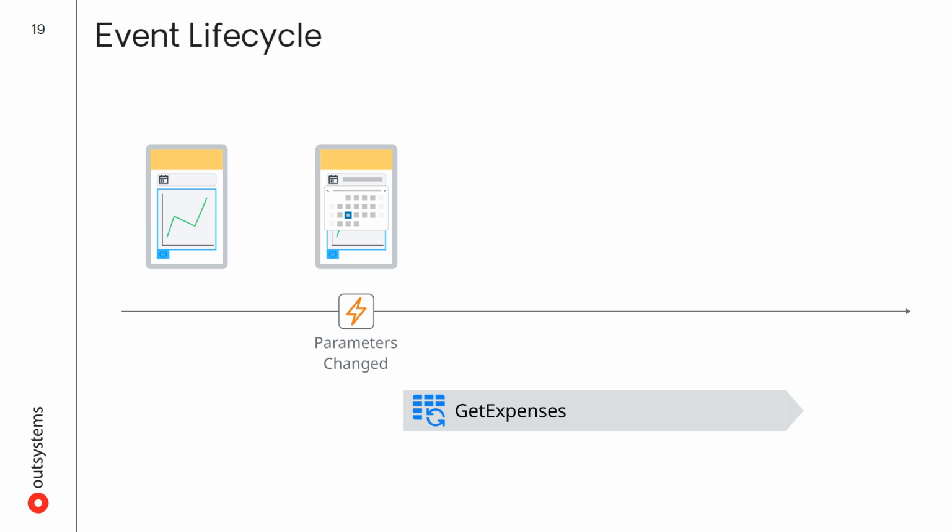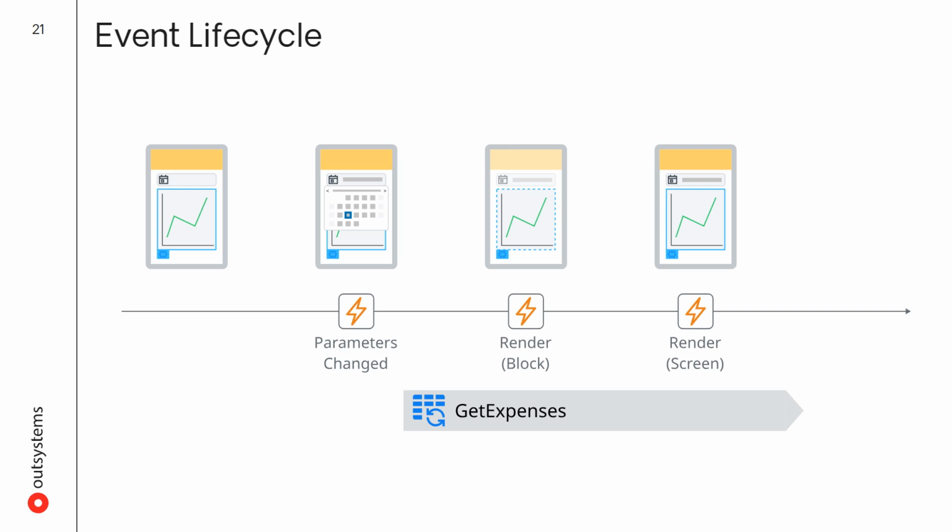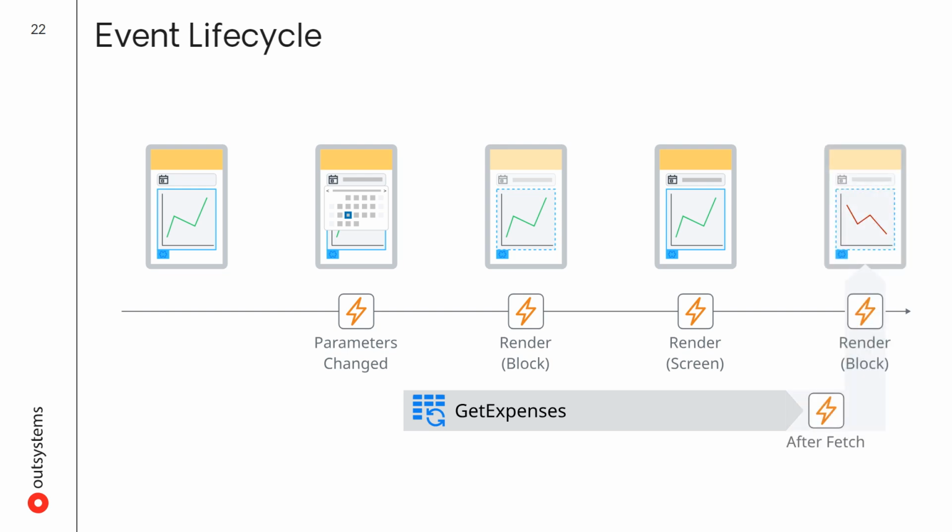executed. Before we actually have the data, the render event of the block runs, followed by the render event of the screen. As the data of the aggregate is returned, it triggers the afterFetch event of the aggregate, which in turn causes the block to re-render and complete the lifecycle.